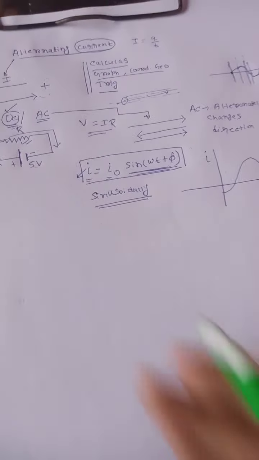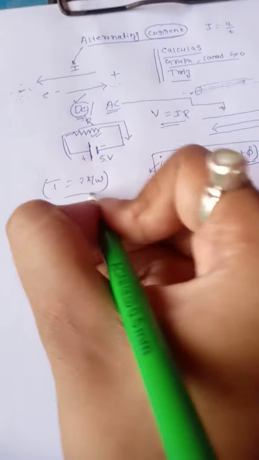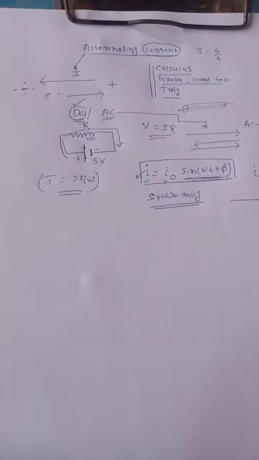Okay, so the current repeats its value after each time interval T equal to 2 pi upon omega. This is the time interval you've been talking about since lower classes. T equals 2 pi by omega. And this time interval is called the time period, as usual.